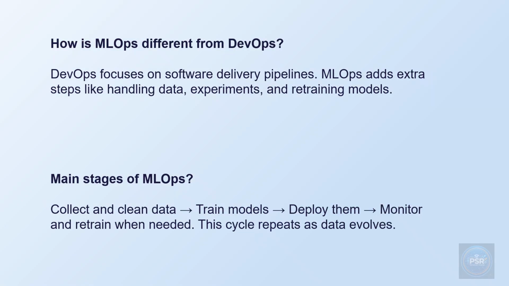How is MLOps different from DevOps? DevOps focuses on software delivery pipelines. MLOps adds extra steps like handling data, experiments, and retraining models. Main stages of MLOps: collect and clean data, train models, deploy them, monitor and retrain when needed. This cycle repeats as data evolves.